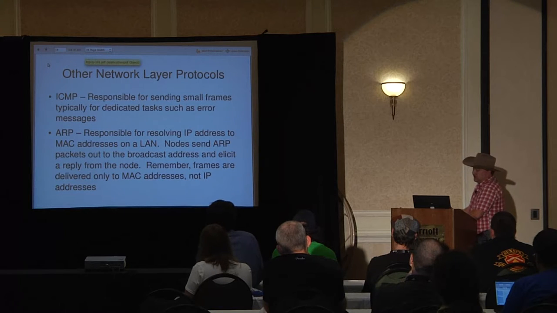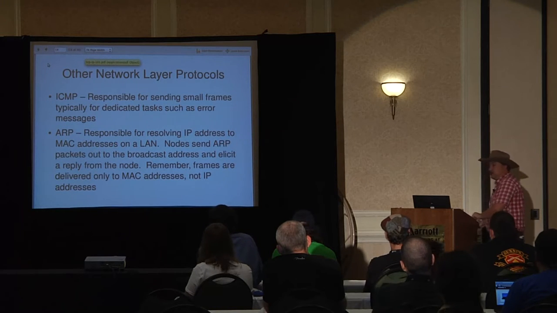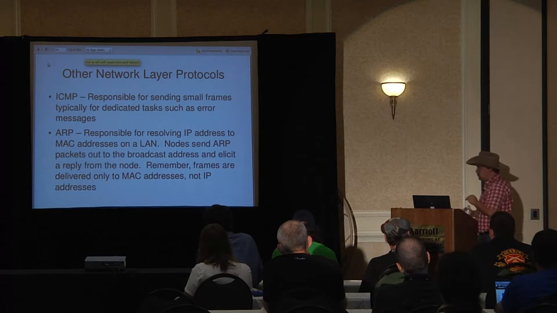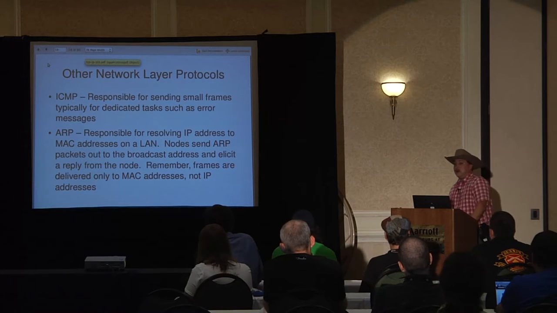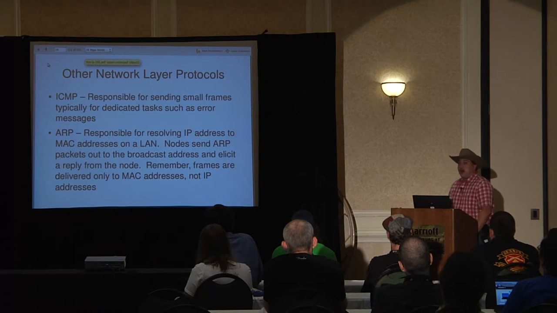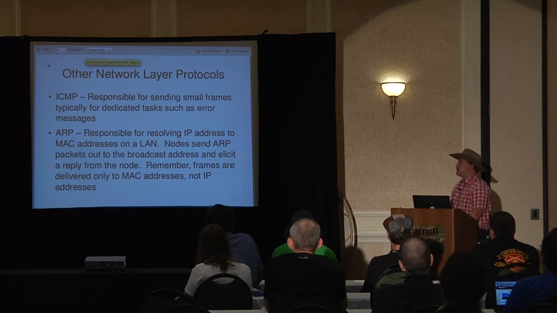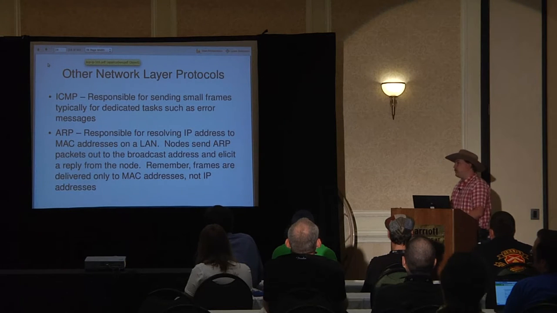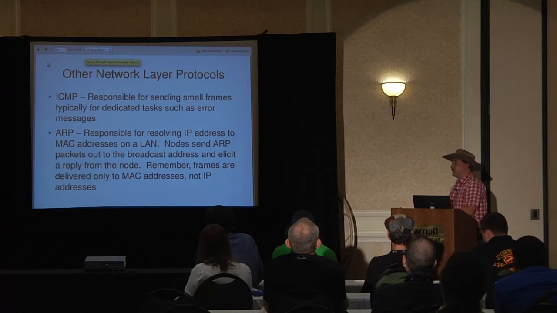And remember, frames are only delivered to MAC addresses, not IP addresses. The IP address is just used to determine routing. People think, well, send it to this IP address. You're not actually sending to an IP address. Your node goes out to a MAC address. It then does a routing lookup, hits another router on a MAC address, does another routing lookup, and so on and so forth.